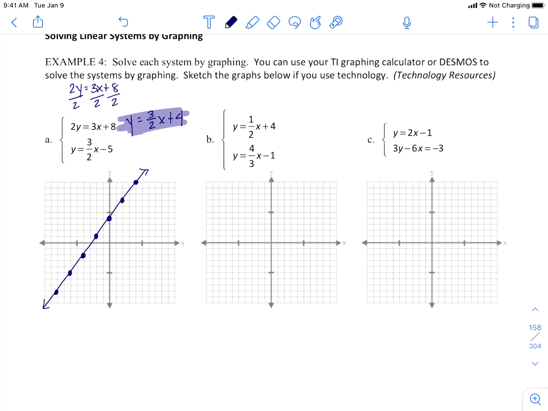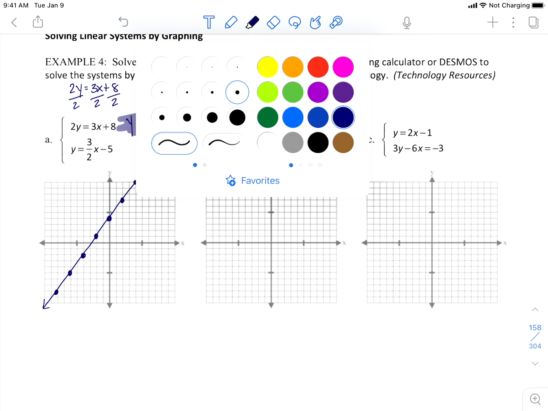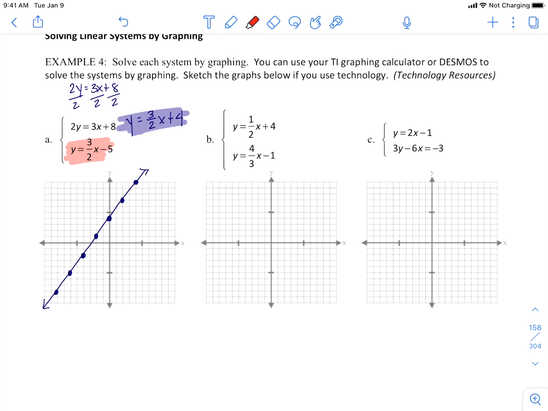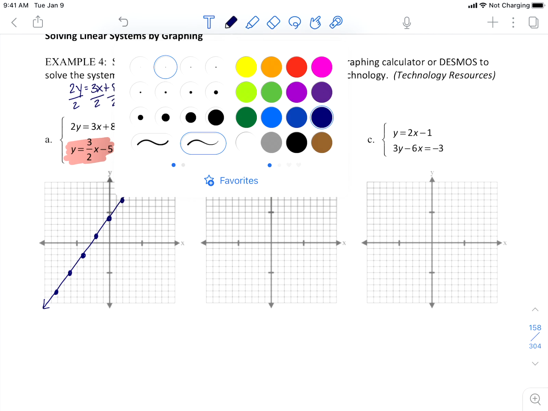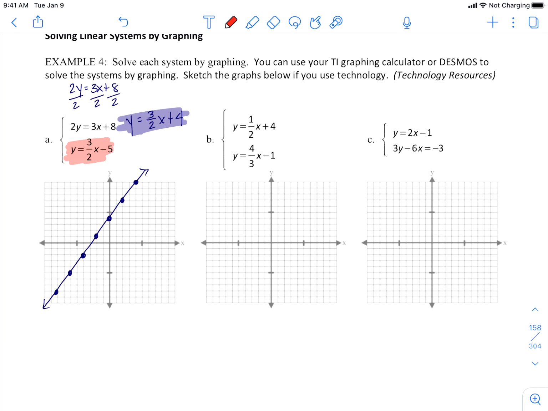That's our first line. Our second one, I'm going to do in red. So here our y-intercept is -5, so we start by going down 5. Then we're going to do our slope of 3/2. So we rise 3, run 2. You can also go down 3, left 2. And then connect to make our line.